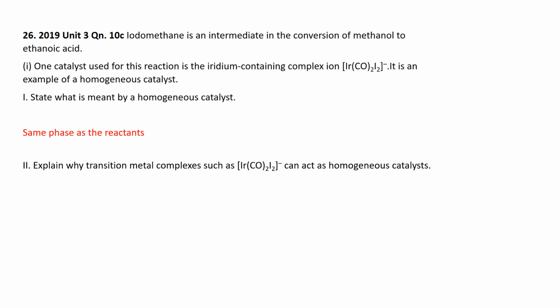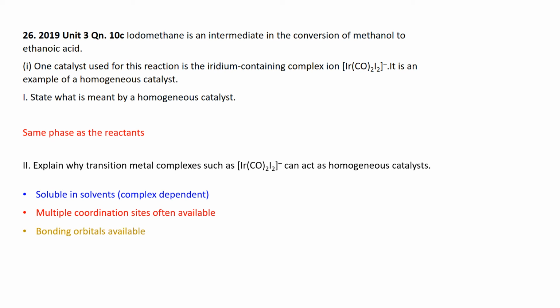Why can transition metal complexes act as homogeneous catalysts? Well, first of all, of course, you have to be able to dissolve them in the particular solvents, and that depends on one complex to another. But what they're looking for here is that transition metal complexes have 2 really important characteristics. The first is they can add and lose ligands quite happily, so you've got coordination sites available to allow your, in this case, methanol to bind to the metal ion. The way the A-level likes to say this is there are bonding orbitals available, but it's actually the coordination sites that are available that's more important.